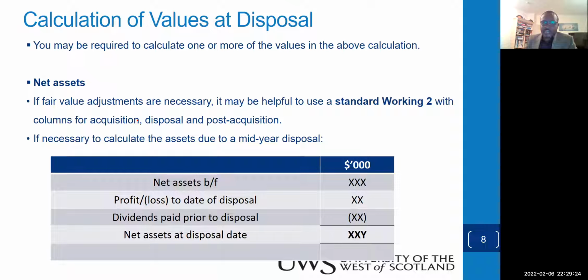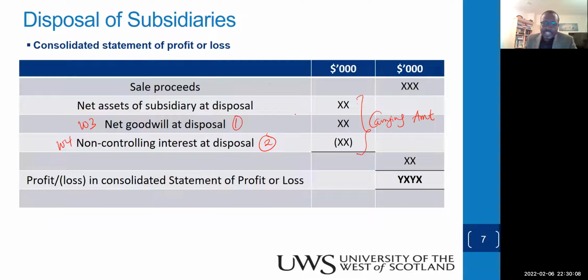The format for identifying the net assets is simply to identify our net asset brought forward. If there is any profit up to the date of disposal, add it to the net asset. If there is any loss up to the date of disposal, subtract it, okay? And then any dividends that have been paid to the parent prior to disposal, subtract them, because you want to get a net effect of the company. So if there's any profit component, add it to the existing asset that we have. If there's any expense that has been paid, clear it from the asset so that you get a net effect, okay? Then you get a net asset at disposal. This net asset is the first element that we should find over there.